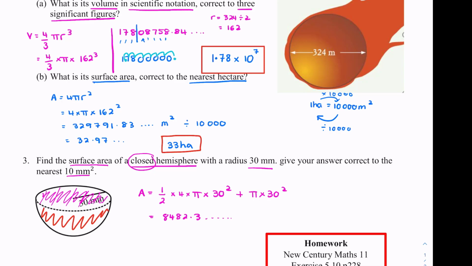Okay, and we need to give our answer to the nearest 10 millimeters squared. So the nearest 10 means we are looking here. After my cut there's a 2, so 848, and I'm just going to replace that 2 with a 0, and this is millimeters squared. Because remember, this is a tens place, and this is to the nearest 10 millimeters. So it's just another type of rounding.